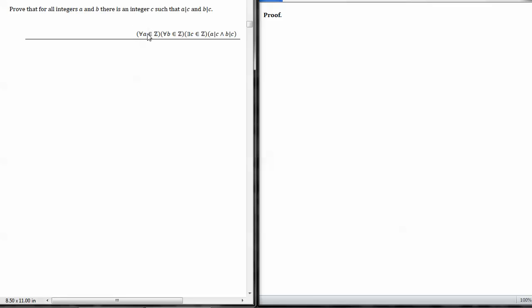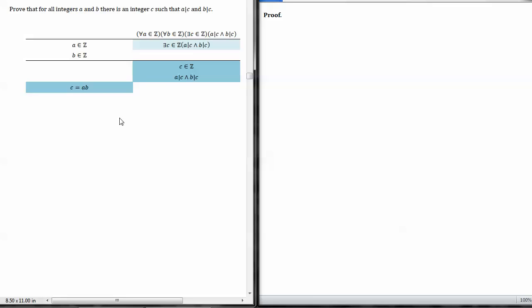Okay, so here's our goal. For all integers a and for all integers b, there exists an integer c such that a divides c and b divides c. And the first thing we should do is deal with those universal quantifiers. We can let a and b be arbitrary integers. So we get those as givens over here. And our new goal is this existential statement. And to prove that one, we need to decide what c should be. And we just said that we're going to let c equal a times b.